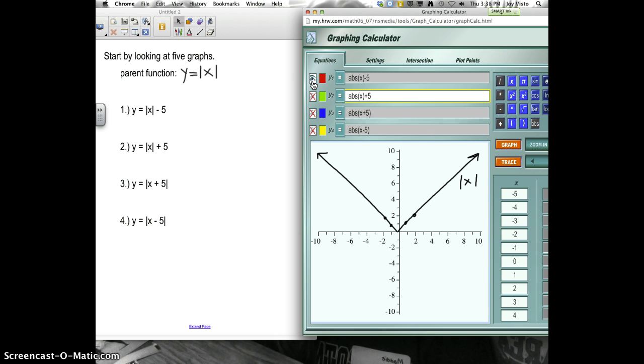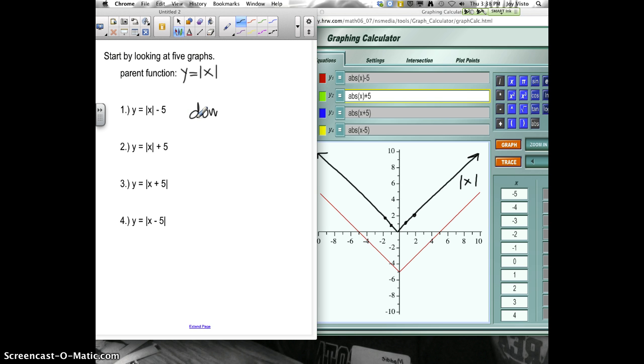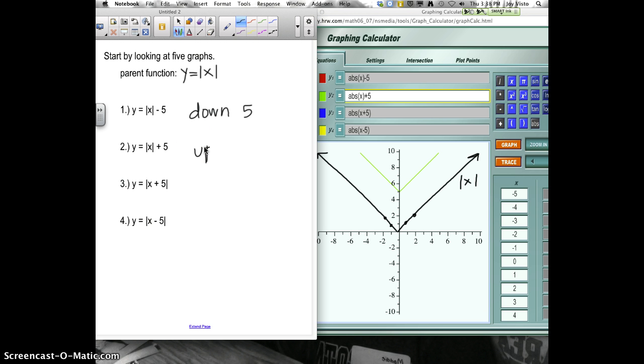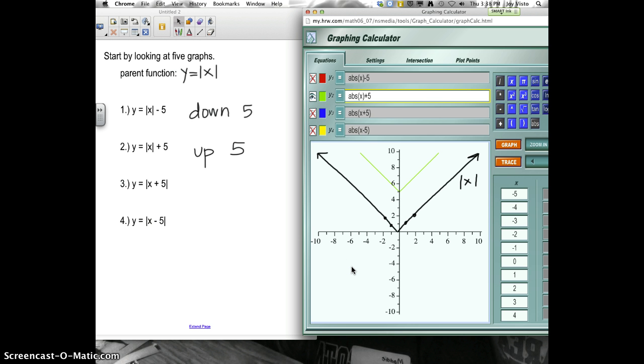Okay, so I'm going to turn on the first one, absolute value of x, take away 5. Graph it. Okay, that first one right there. When we look at this one, the red graph has moved us down 5. Okay? Let's turn that one off. Turn the next one on. If we look at this one, when we did the absolute value of x and then plus 5, it moved us up 5. And that kind of makes sense, because absolute value of x, that's the entire function.